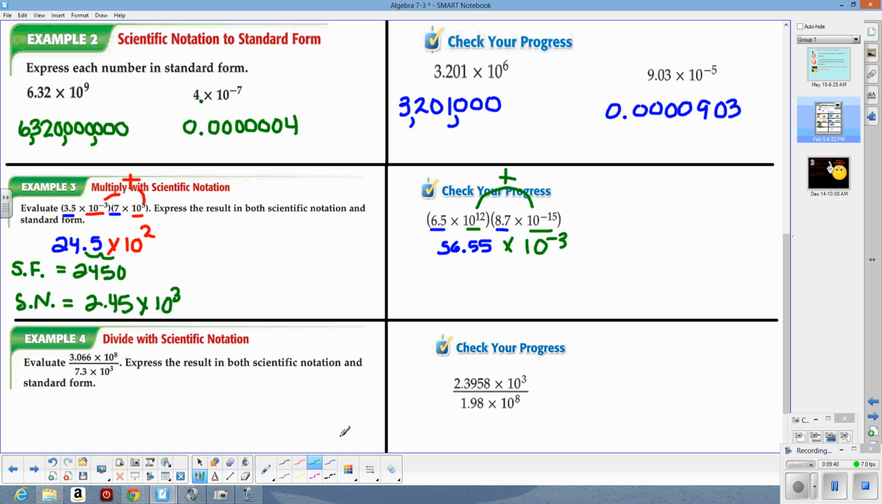Now again, that's not quite in scientific notation, so I'm going to go ahead and put it in standard form first. Standard form, since it's a negative exponent, I'm going to make the number smaller by moving it 3 decimal places to the left. So it's going to end up being 0.05655.